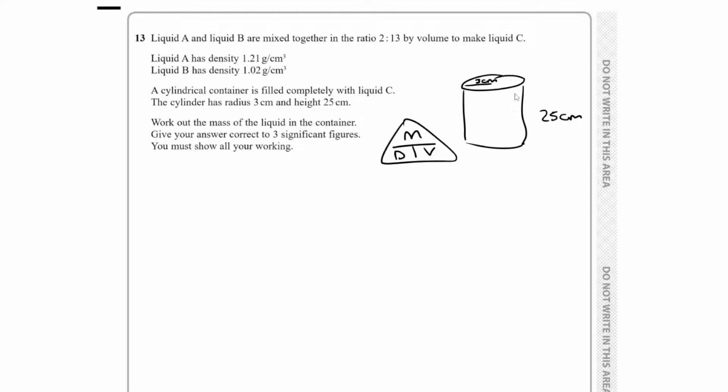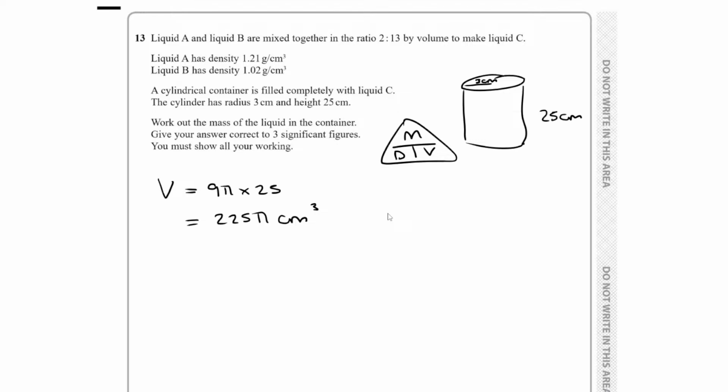I just first worked out the volume of liquid C, because we've got the information. It's just a cylinder, so it's pi r squared times the height, so that's 9 pi times 25, which gives you 225 pi. I'm going to leave it in terms of pi. I know it's a decimal, but just so that I don't have to deal with the decimal until right at the end.